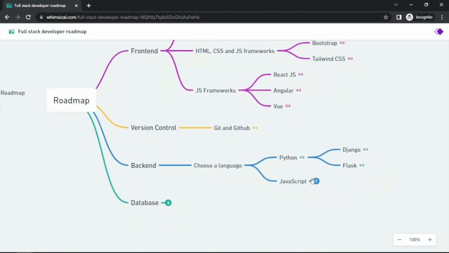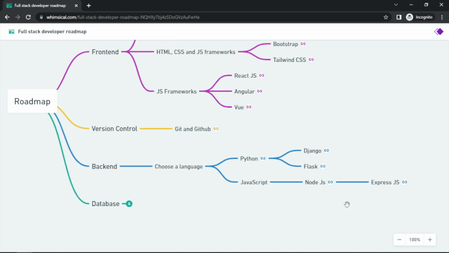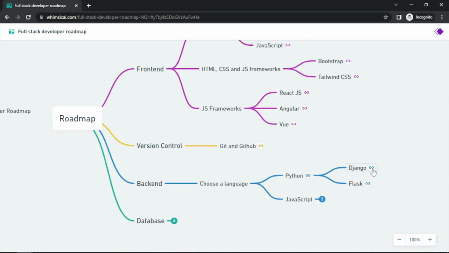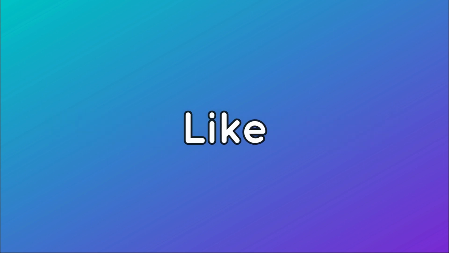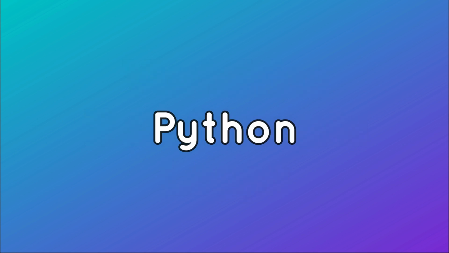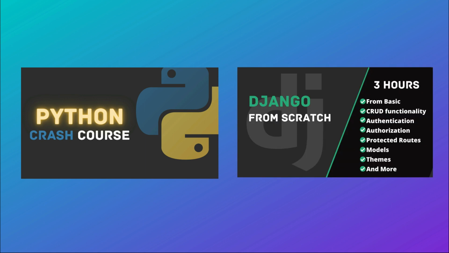So if you choose JavaScript, you have to learn Node.js and Express.js. Node.js is a JavaScript runtime by which you can create the backend. Now you can also choose Python if you think that JavaScript is hard. So for Python, popular choices are Django or Flask. Now as you have learned JavaScript, you already know the fundamentals of programming like variables, if statements, loops, etc. Learning Python will be easier for you, so I have uploaded a full tutorial of both Python and Django on this channel. You can learn from there.